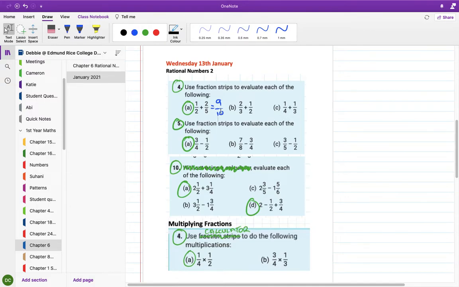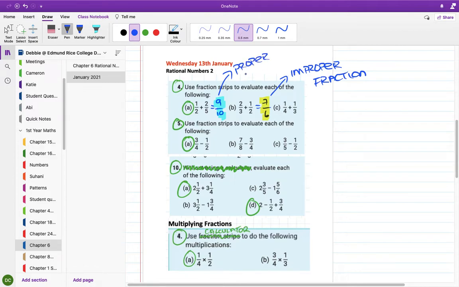2 over 3 plus 1 over 2 is 7 over 6. It's an improper fraction, do you remember that? What makes it an improper fraction? Hopefully you're shouting at the screen. Yep, the fact that it's top heavy, the fact that the top number is bigger than the bottom number. Whereas this one over here, that's a proper fraction, because the top line is smaller than the bottom line. Anyway, a little bit of revision there.